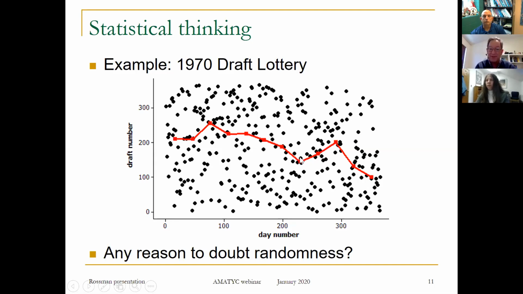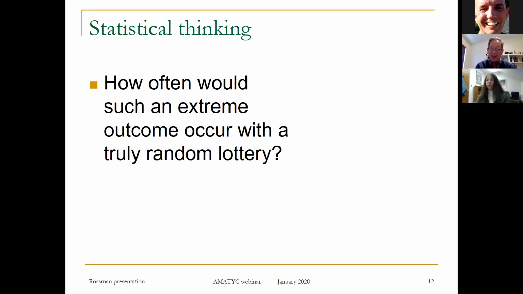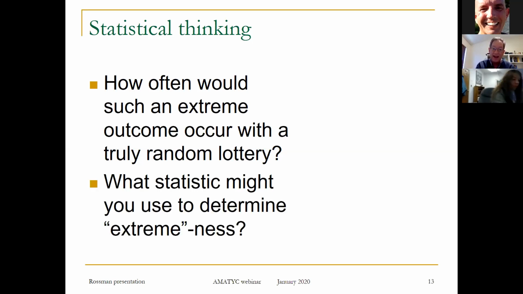We could take this one step further. We could say, well, how often would you get such an extreme outcome with a truly random lottery? Well, to investigate that, we need to decide how we are going to measure extremeness. A natural choice here is the correlation coefficient. We can calculate the correlation coefficient between day number of the year and draft number assigned to that birthday. It turns out the correlation here is negative 0.226, which is pretty small, but it's not zero. How often would you get a correlation coefficient as far away from zero as negative 0.226 in a truly fair random lottery?